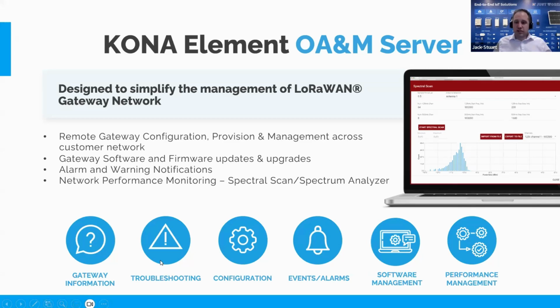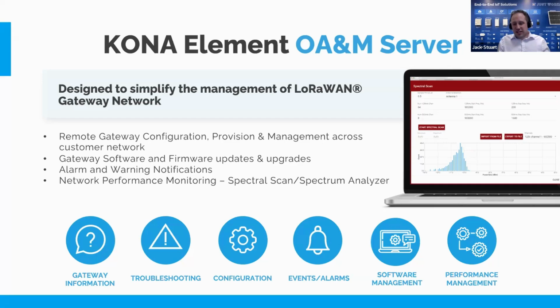Now, all of these remote management capabilities are included in Tektelic's network server as well. But like I said, we want to ensure the success of all of our customers, no matter which piece of the LoRaWAN puzzle we are supporting them with. And for this reason, we make all of these features available to any customer who is using our gateways with any LoRaWAN network server via the Kona Element tool, which is a standalone solution that can be used with any LoRaWAN network server.